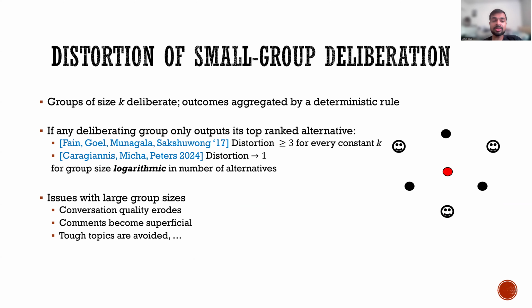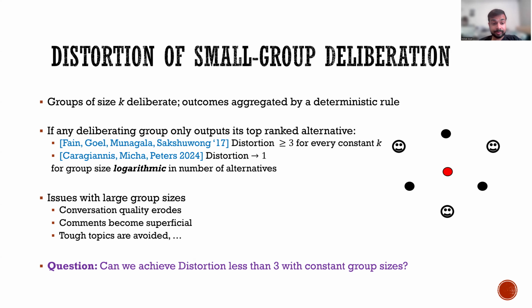However, there is a problem with large group sizes. It is seen from social science research that in large groups people become less candid and the conversation quality erodes, and people tend to avoid tough topics. They also end up forming small groups within the large group, and this sort of coalition formation hinders the true revelation of people's preferences over the candidates. So the question that we ask in this work is, can we achieve a distortion less than 3 with constant group sizes?